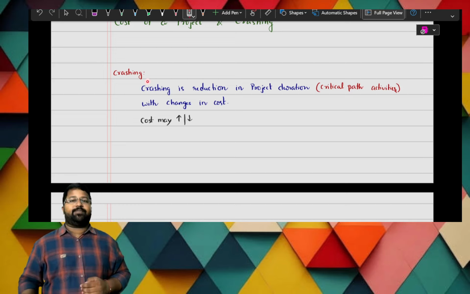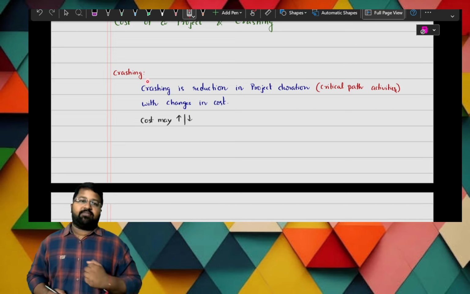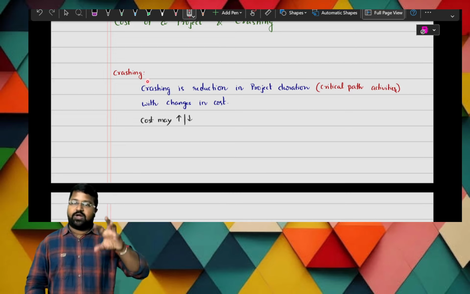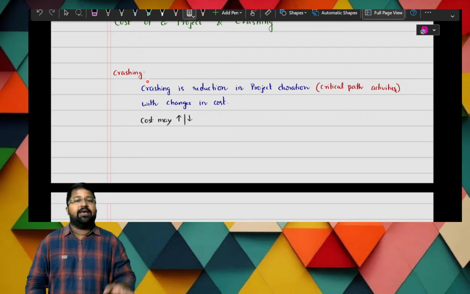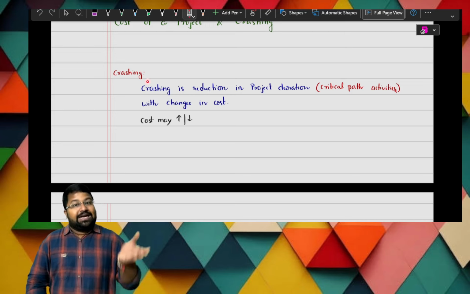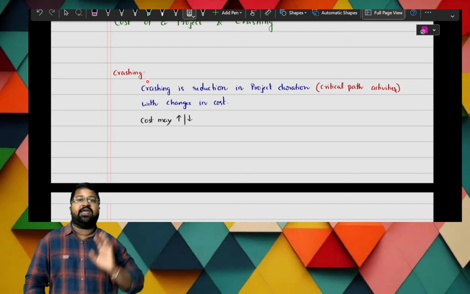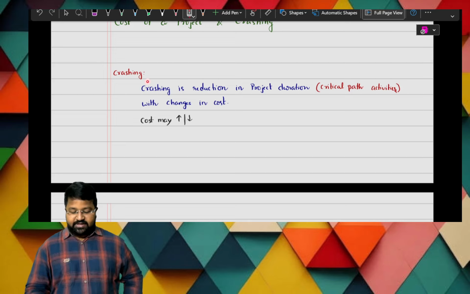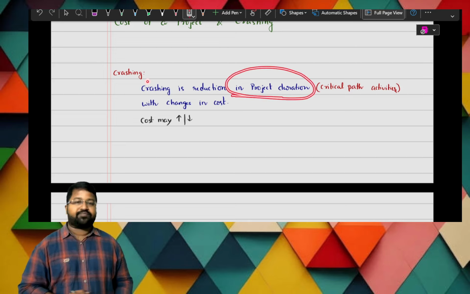In the same way, what is the use of crashing, sir? Sometimes there may be a customer who says, I don't have any issue regarding money, but I want my project on time, if possible in less than the duration which normally takes. In that case, we use crashing. So crashing is reduction in project duration.